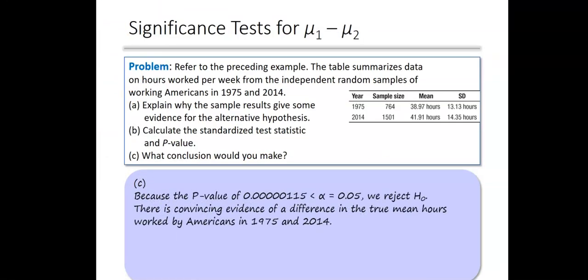So if you use the calculator, you don't have to worry about multiplying by 2. It just works out. Because our p-value is so small, it's way less than the alpha level, 0.00001, we reject the null. There's convincing evidence there's a difference in the true mean hours worked by Americans in 1975 and 2014.